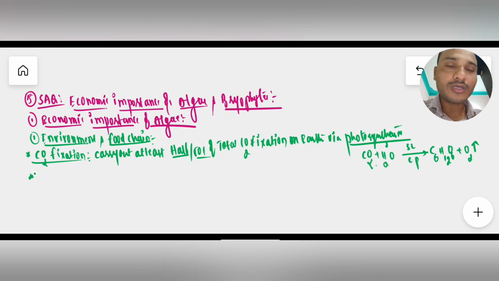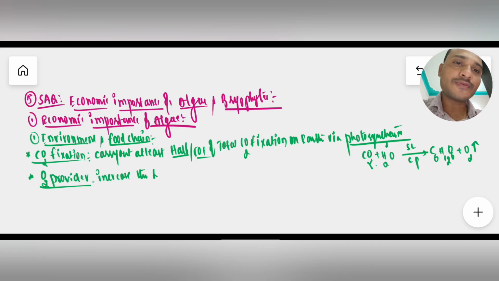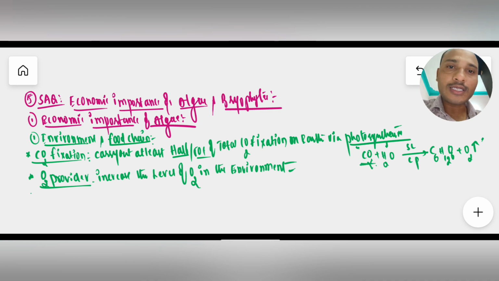Due to this fixation of carbon dioxide, algae act as oxygen providers. Due to this photosynthesis process, the level of oxygen in the environment increases, by fixation of 50% of the carbon dioxide by algae. And also, due to this carbon dioxide fixation, there is a preparation of food.